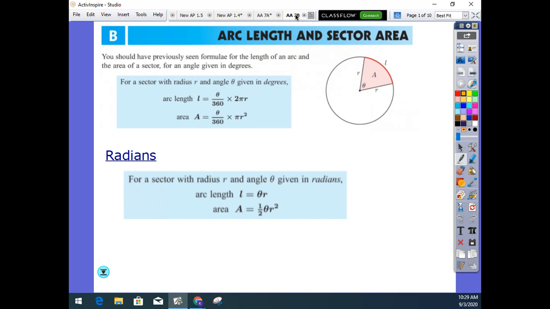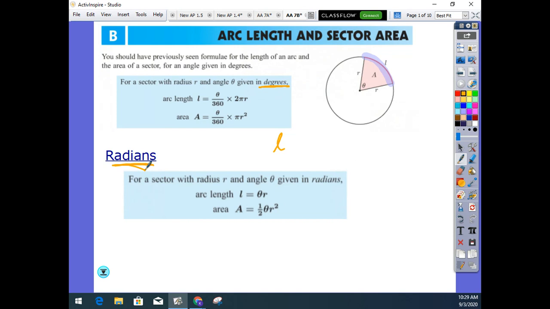Then for B, it's just two formulas with arc length and area of the sector. Your arc length is just that piece on the outside of the circle, and they use L for length, which looks like a 1. Sometimes I'll make a cursive L. So there's two sets of formulas. This is the degree formula, and then this will be the radian formula. So I just put both formulas together.